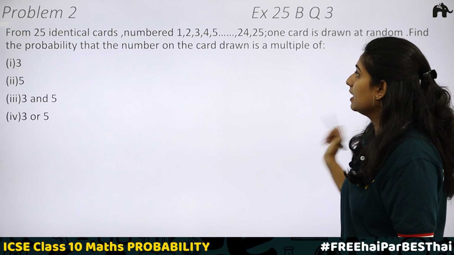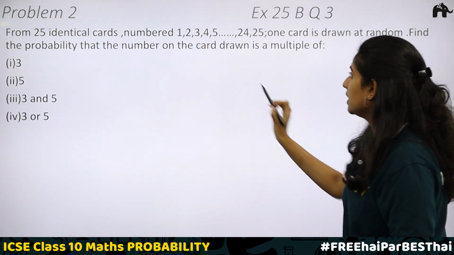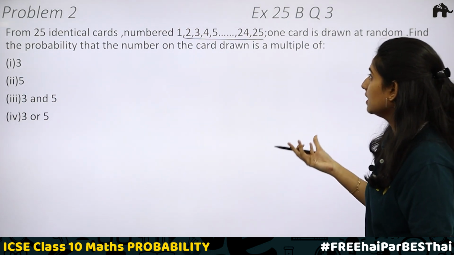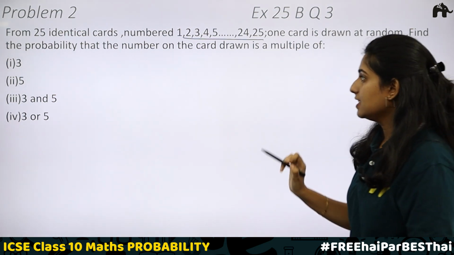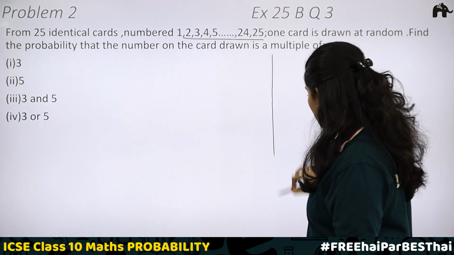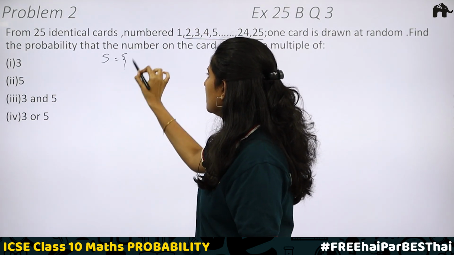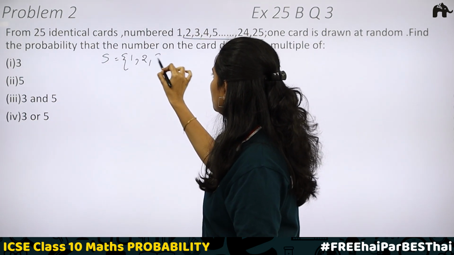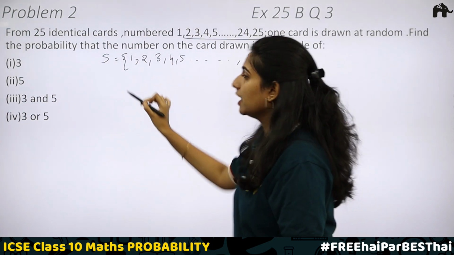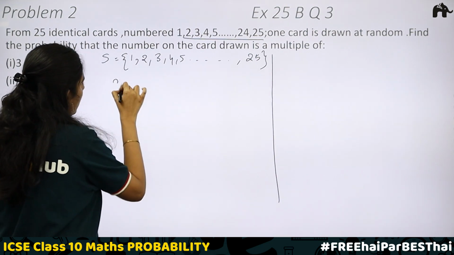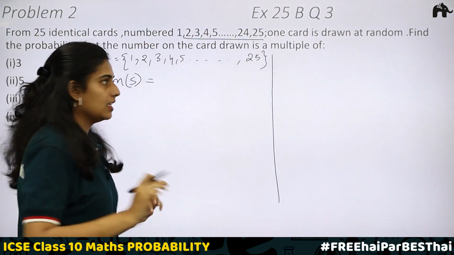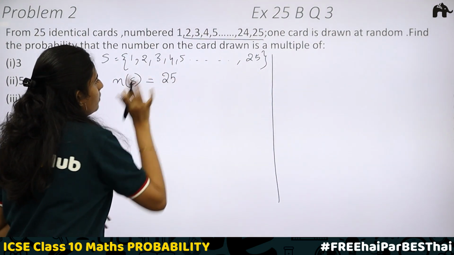Question 3 of exercise 25B. From 25 identical cards numbered 1 to 25, one card is drawn at random. Find the probability that the number on the card drawn is a multiple of first 3, then 5, 3 and 5, 3 or 5. Okay. So, the sample space will include numbers from 1, it can be 2, 3, 4, 5, etc. up to 25. So, what is the total number of outcomes? N of S. It can be 1, it can be 2, it can be 3, up to 25, any number it can be. Therefore, there are 25 cards. N of S will be equal to 25.